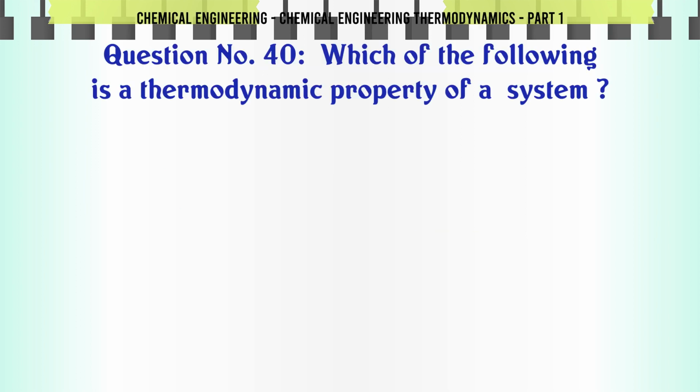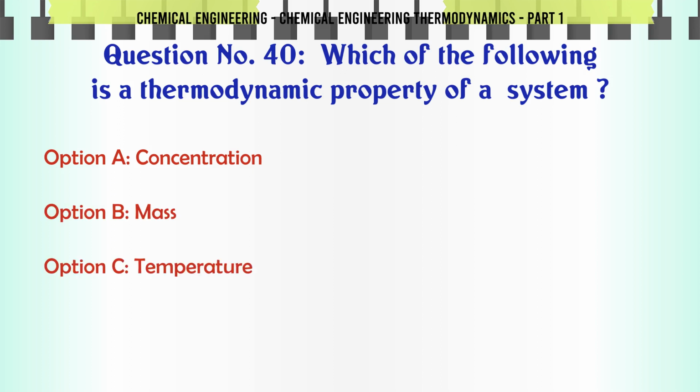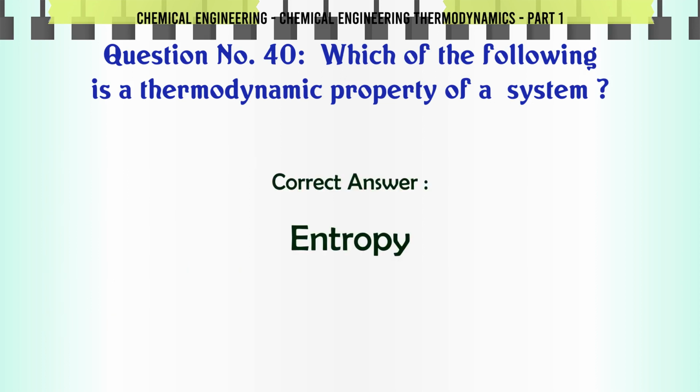Which of the following is a thermodynamic property of a system? A. Concentration. B. Mass. C. Temperature. D. Entropy. The correct answer is entropy.